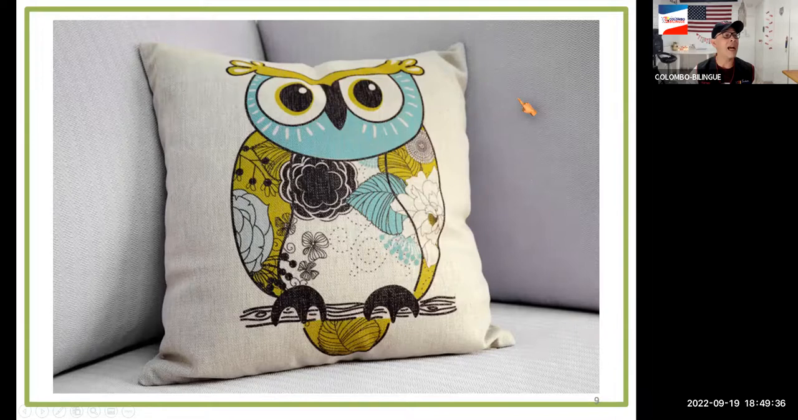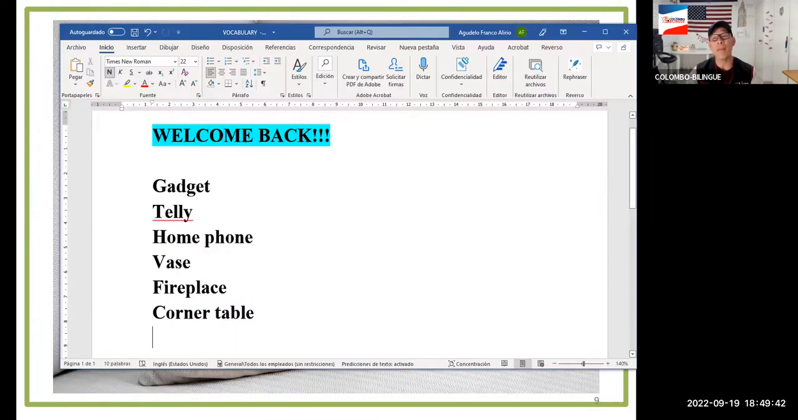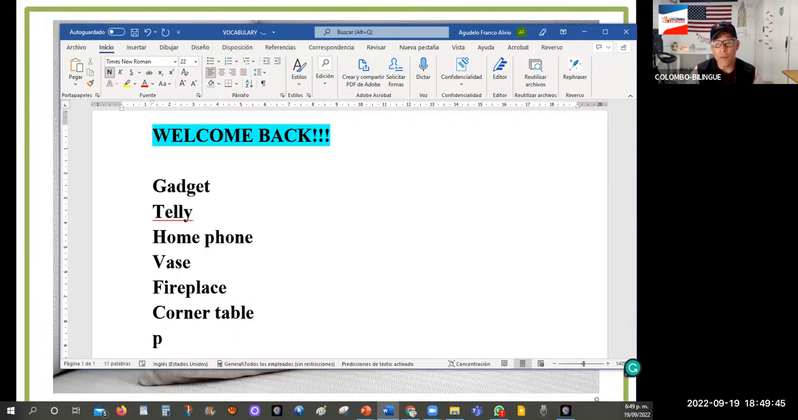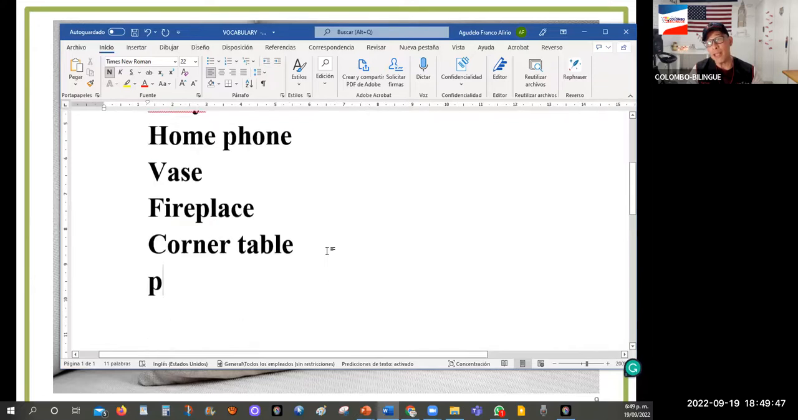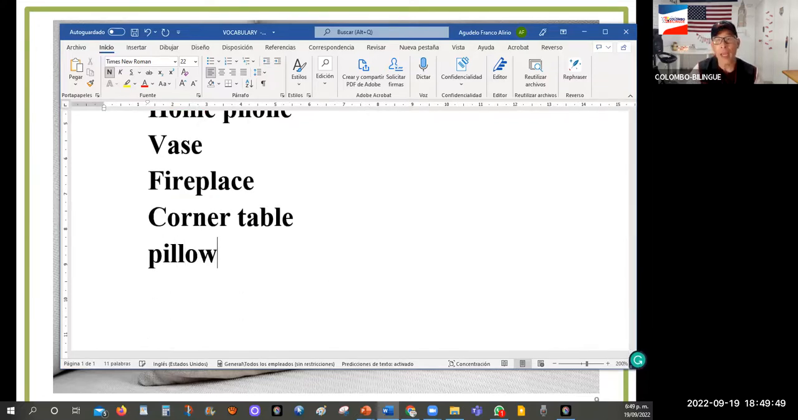Okay, next one is a cushion. Very common word, okay? I'm going to write it down. It's not the same when you say pillow. Sometimes people are confused. Teacher, what is the difference? When you say pillow, the pillow is the one that you use to lean your head on and sleep, okay? That is especially used in your bed, and it's inside your bedroom.